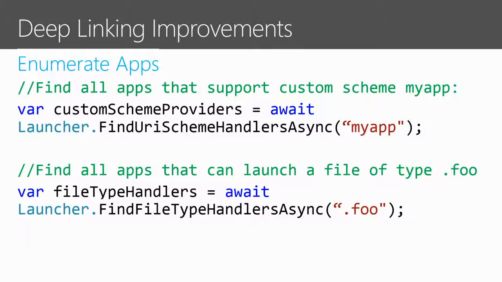So I can turn around and see all the apps that are installed on the system that may support my protocol. So say, for example, if I'm Spotify, I might want to find all of the apps that wish to interact with me. So I can go through, pull a list in, and see those partner apps. I can also do that for a file extension as well, if I'm registered into the shell to be able to launch file extensions.